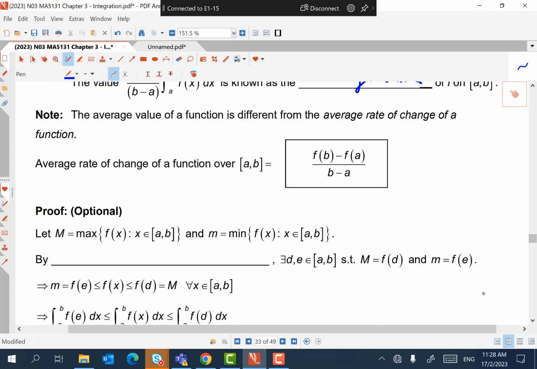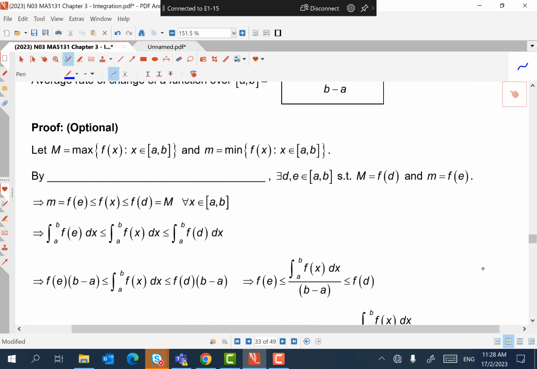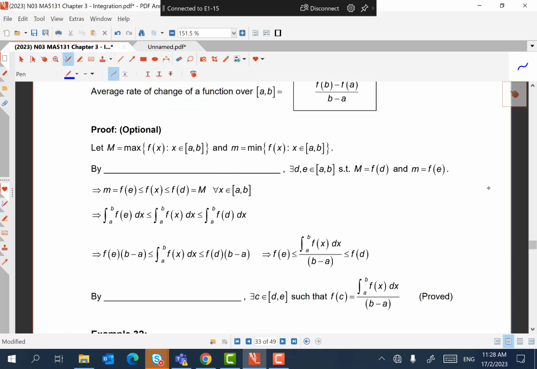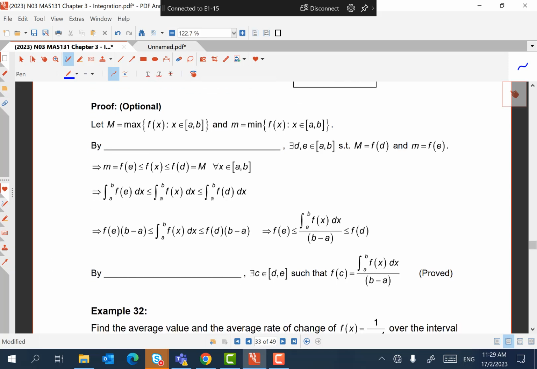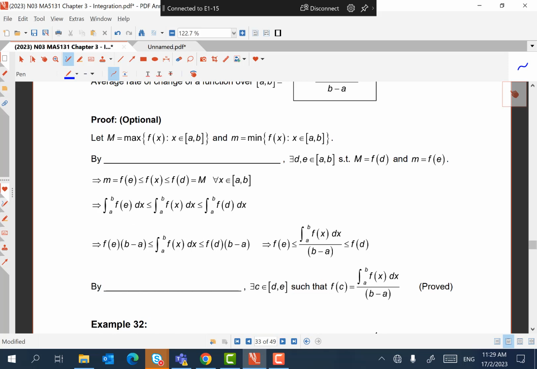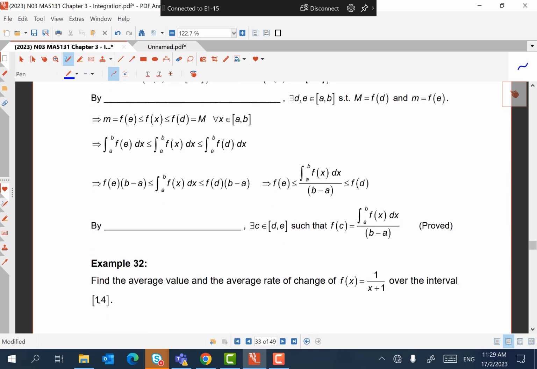Okay, there's a short proof there, and in the short proof we make use of some theorem. In the other class, some people could tell me very sharply what are the names of those two theorems. Anyway, the proof is optional. You can read for yourself. It's just a simple proof to tell you that it works.